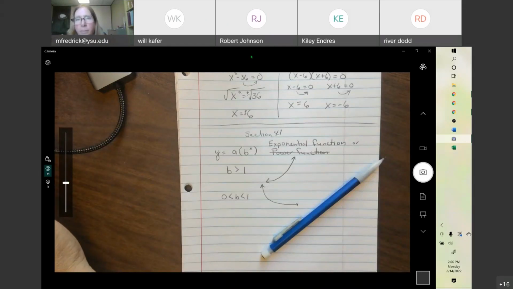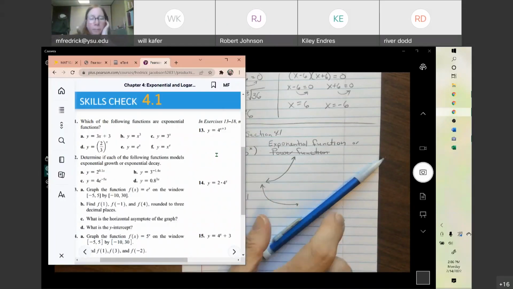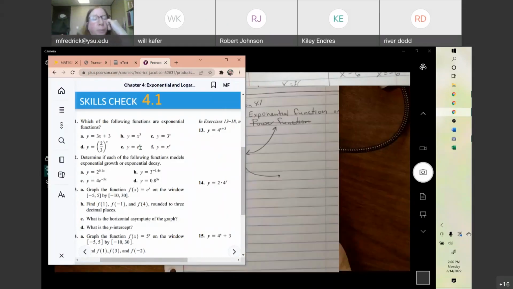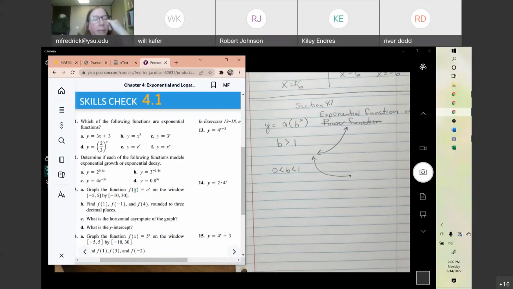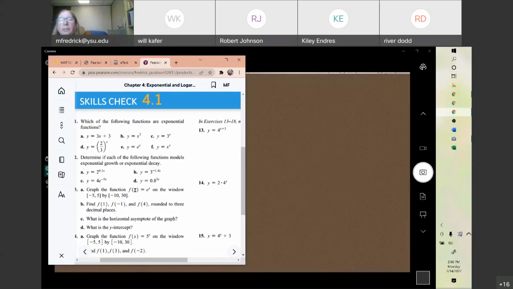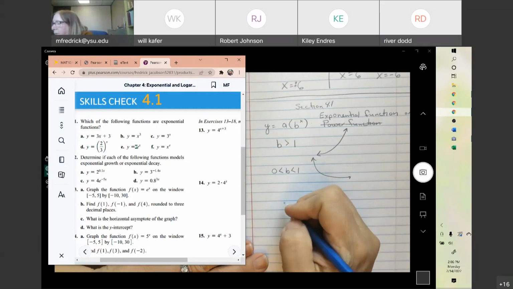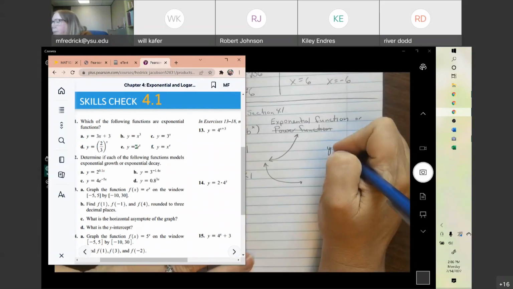Let me bring up the homework. So if we look at the first group, what they want is if it's an exponential function. Well, to be an exponential function, the x needs to be in the exponent. If we look at A, it's linear because x and y are to the first power. So that is just a straight line. B, the x is not in the exponent. This is a cubic function. It kind of looks like a snake.